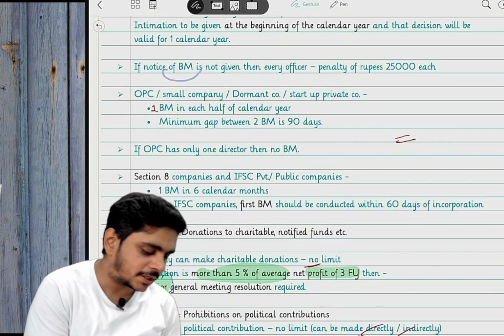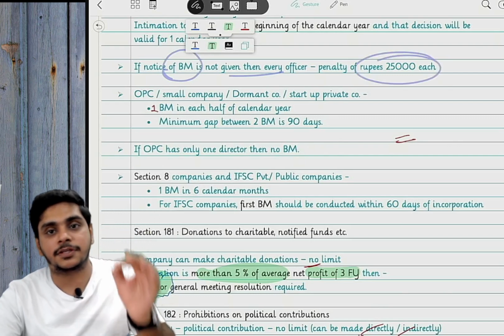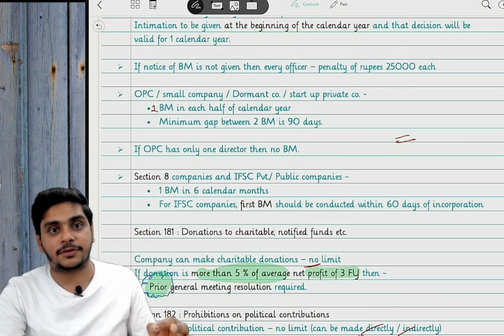If the notice of board meeting is not given, then how much is the penalty? Every officer's penalty is 25,000 rupees each.